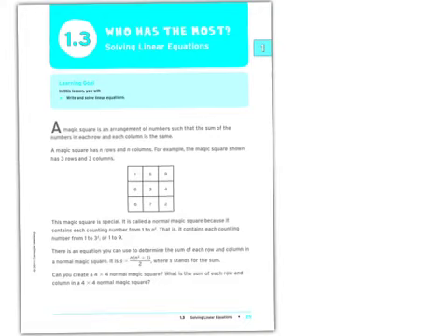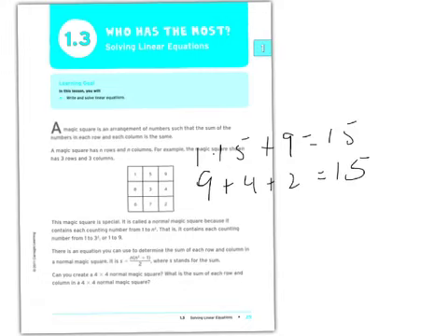This 3x3 square that you see is called a magic square. No matter how you add things up, either horizontally or vertically, it always adds up to 15. So if I go 1 plus 5 plus 9, it equals 15. If I go 9 plus 4 plus 2, it equals 15. So no matter where I go, this thing is always equal to 15.